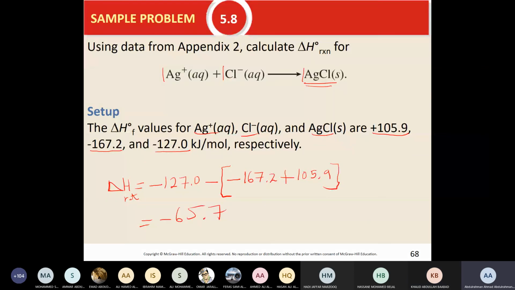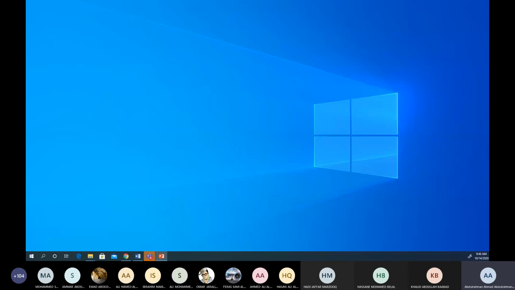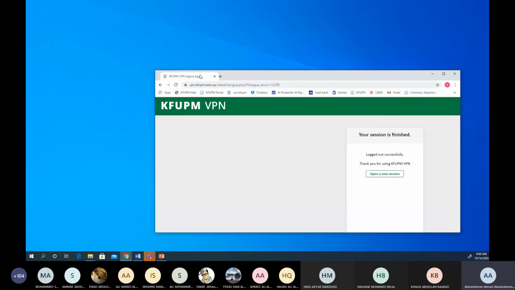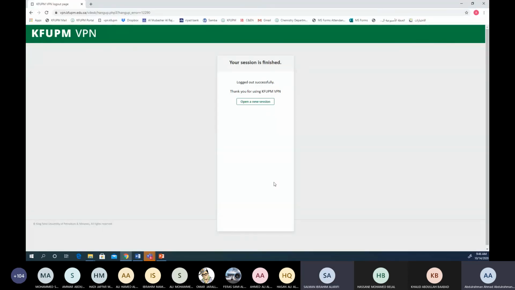Is this clear? Okay, as usual, I stop here. Doctor, have you finished chapter 5? Yes, we finished it, but we did not do the problems with the heat of formation. Tomorrow we will discuss it one more time, but yes, we finished chapter 5 actually.